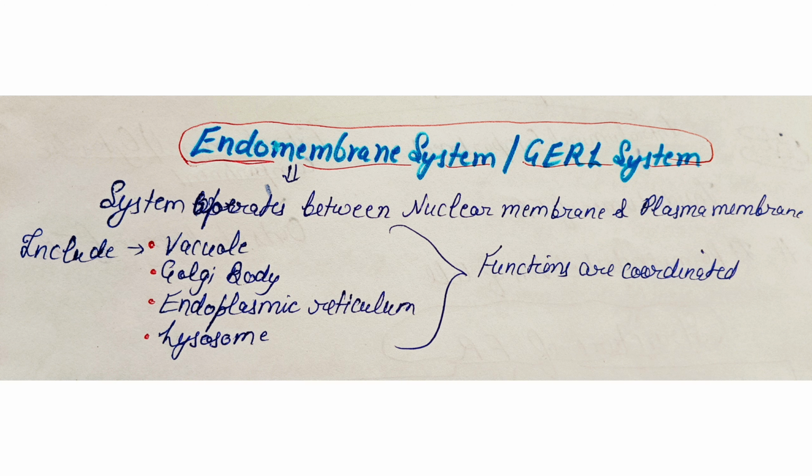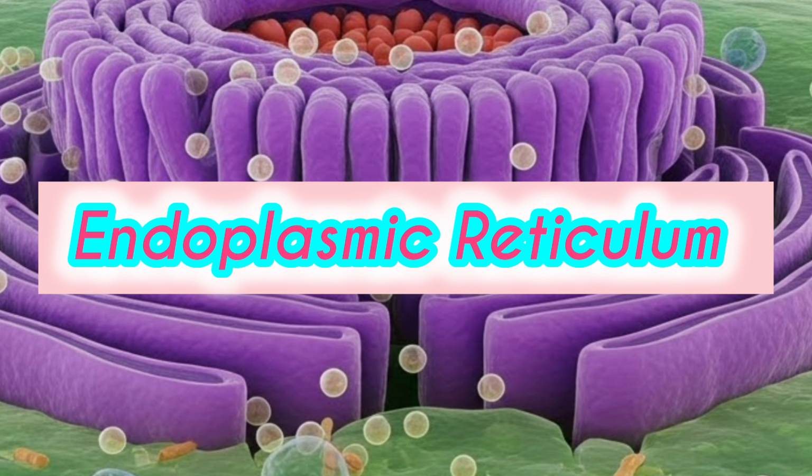After the nucleus, we will talk about the endomembrane system. It is also known as the GERL system. It includes Golgi apparatus, endoplasmic reticulum, lysosome, and vacuole. The functions of all these organelles occur in a coordinated manner. The first organelle of this system is the endoplasmic reticulum.